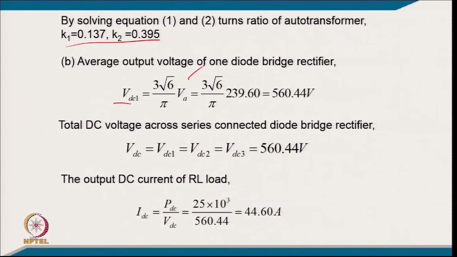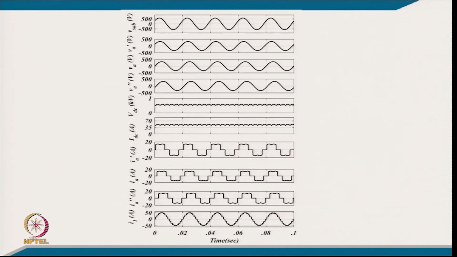Then once you know the line voltage at the input of the supply, you can get the DC link voltage, 560.44. All 3 converters will give the same voltage because they are connected in parallel, and you can find out the DC link current from this relation.